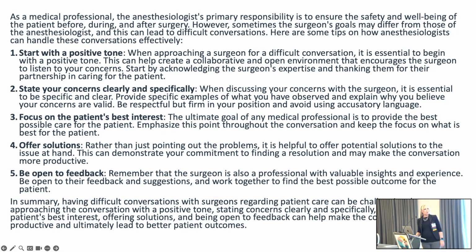This is interesting, because I actually opened OpenAI and asked what would be the top things you can do to navigate a difficult conversation. I find it interesting to navigate that new tool. It's going to be part of, eventually, our own documentation. Start with a positive tone, state your concerns clearly and specifically, focus on the patient's best interests, offer solutions, be open to feedback. You see, it still ties in, but this is pulling from all of the different things stated online. I just found it interesting.